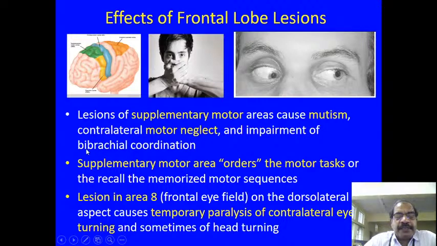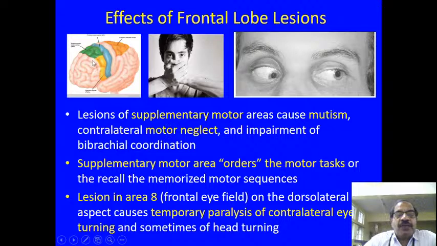So basically the supplementary motor area is not primarily responsible for execution of motor functions. It basically instructs or orders the motor task to the primary motor area. So if the primary motor area is gone, then individual muscle paralysis will be there. If the supplementary motor area is gone, then there will be paucity of movements. It will not be total loss of movements.